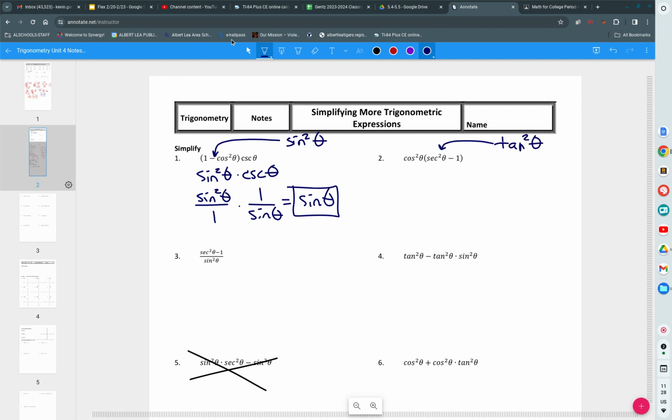So this becomes cosine squared times tangent squared. Everybody okay with the tangent squared? I've got to rewrite that. I've got cosine squared of theta over 1 times, instead of tangent squared, I write sine squared of theta over cosine squared. This becomes a problem just like we did on Friday. What happens? Cosine squareds cancel, and I'm left with sine squared of theta.